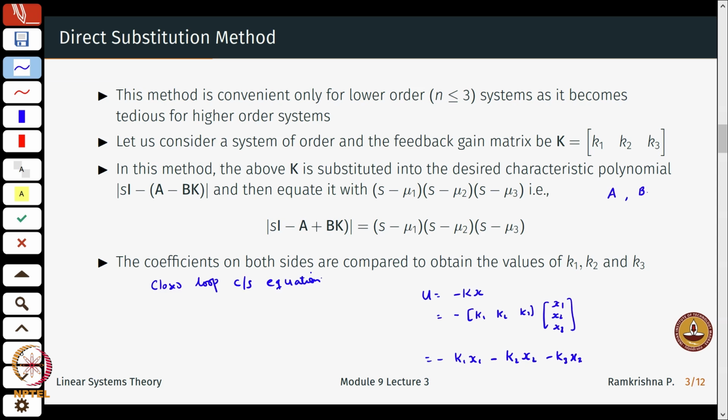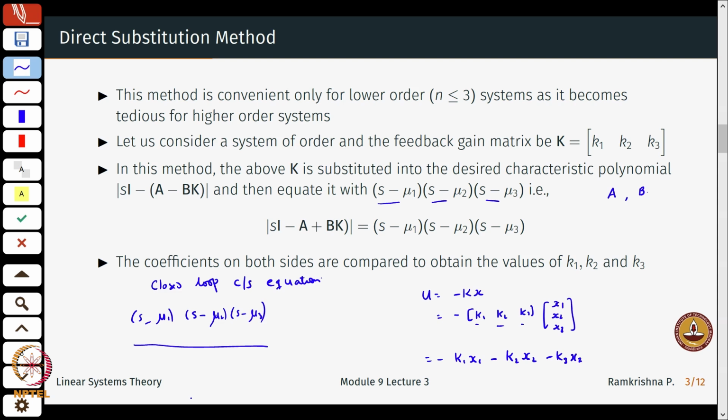Where does the closed loop characteristic equation come from? That comes from the location of the desired poles. So I have (s minus mu1)(s minus mu2)(s minus mu3). Everything in this expression is known to me. Now, what is unknown? Unknown are these three numbers k1, k2, k3.